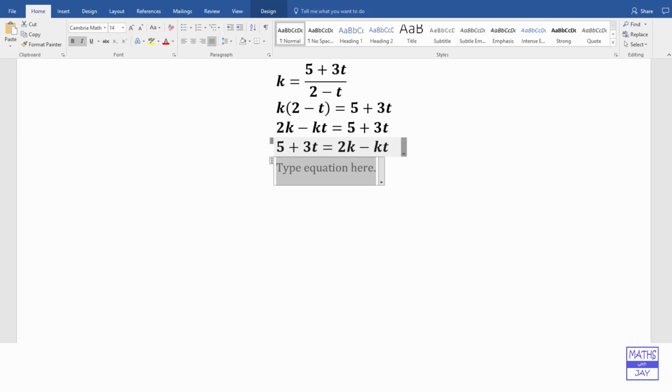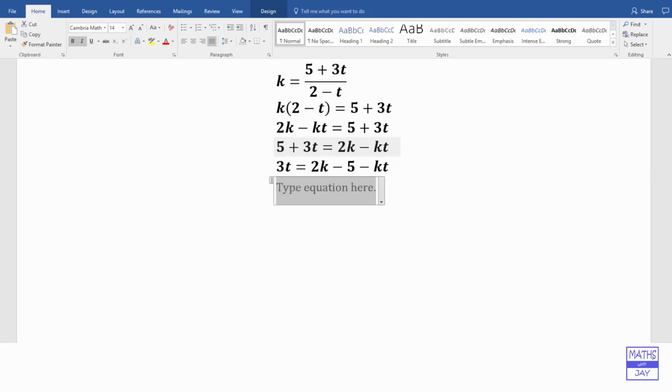So what are we going to do next then? Well, we could do this in a couple of stages, couldn't we? Let's just leave the 3t on the left-hand side on its own. So we're taking the 5 away from both sides. So we've got 2k on the right-hand side, and we're taking the 5 away from that side, and we've still got the minus kt on that side. And I'm going to remember shift and enter.